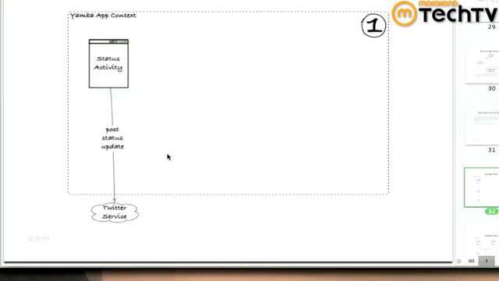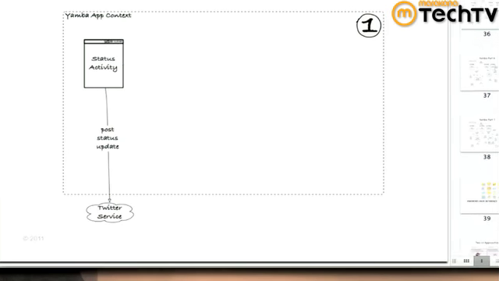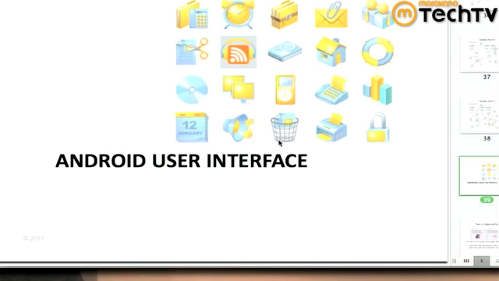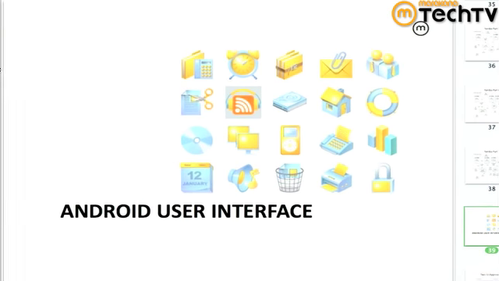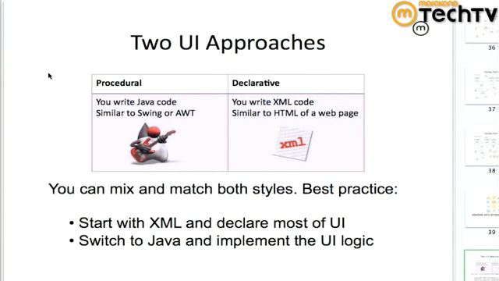So let me start by talking a little bit about UI, so you can see what we're doing here. There are a couple of ways of doing UI in Android. There are basically two ways. One way is to do it declaratively. You can declare your UI in something like XML, so you write XML code. The other way is to write procedurally. In other words, you are writing Java, and it's very similar to writing AWT or Swing code. Similar constructs, maybe a different API.